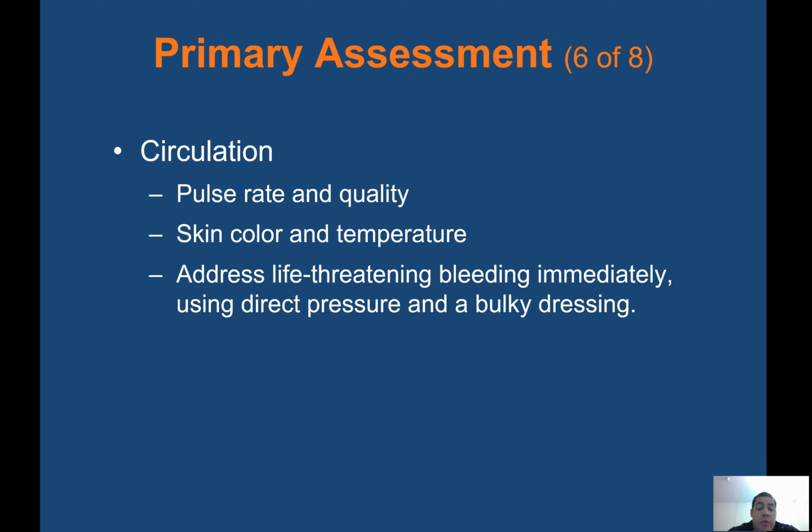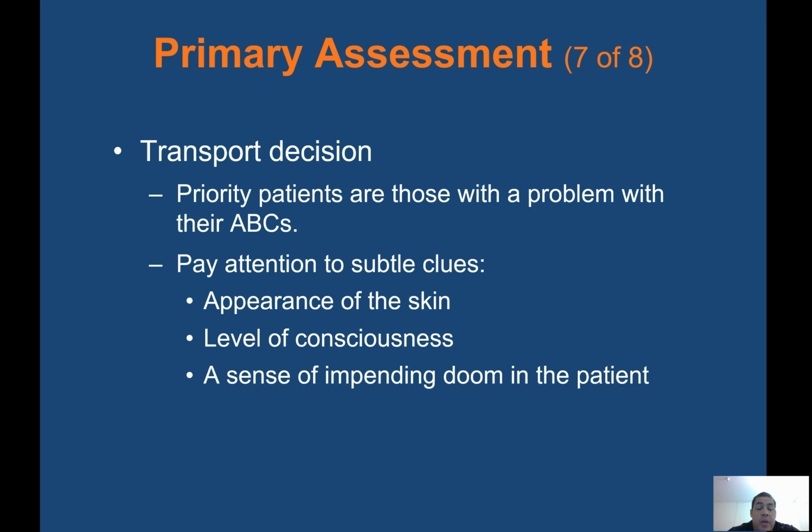Circulation, pulse rate and quality, skin color and temperature. Address life-threatening bleeding immediately using direct pressure and a bulky dressing. Transport decision. Priority patients are those with a problem with their ABCs. Pay attention to subtle clues. Appearance of the skin, level of consciousness, a sense of impending doom in the patient.